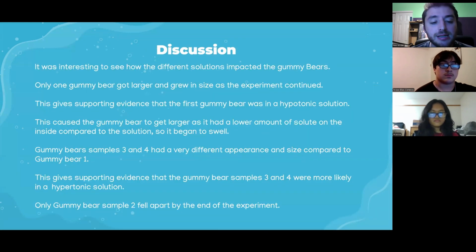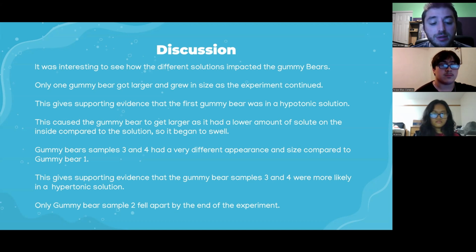So, discussing the experiment and our findings. It was interesting to see how the different solutions impacted the gummy bears. A lot of them changed colors, maybe looked bigger or smaller, and some fell apart closer to the end, kind of disintegrated. Only one gummy bear got larger and grew in size as the experiment continued. This gives supporting evidence that the first gummy bear was in a hypotonic solution.